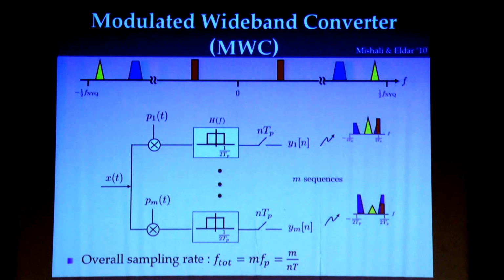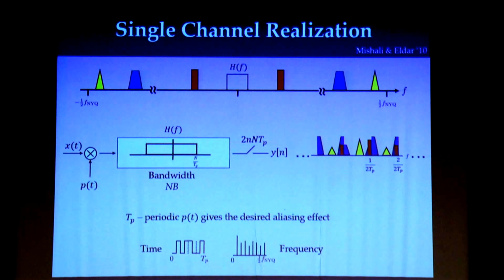So here we don't have the practical drawbacks that we had before in multi-coset, especially the number of channels here can be collapsed to only one channel. What we have to do is only take a wider low-pass filter.